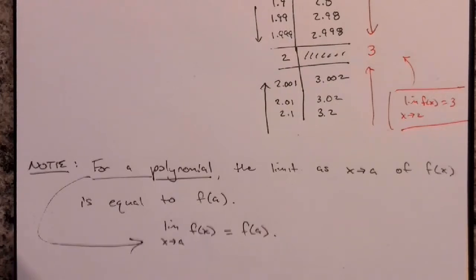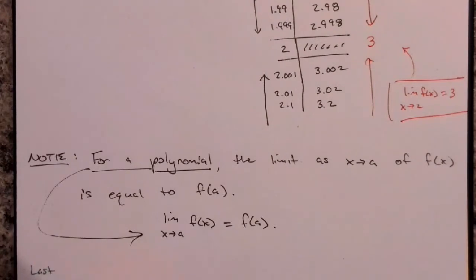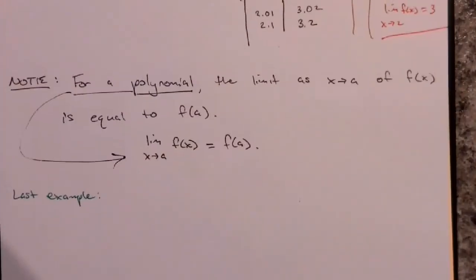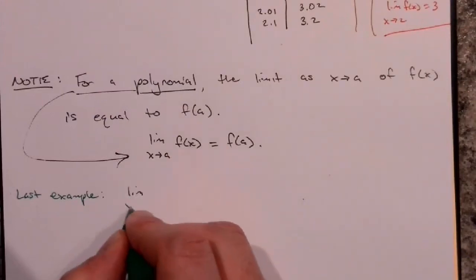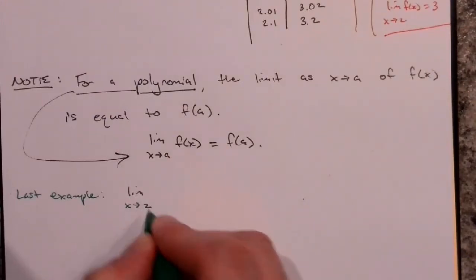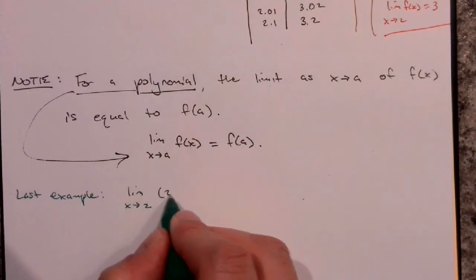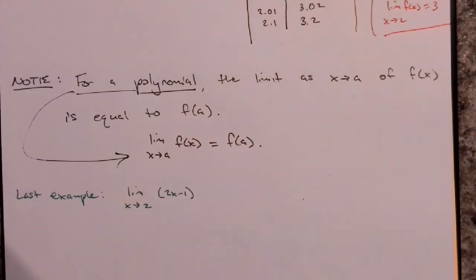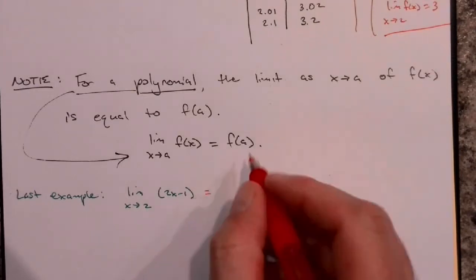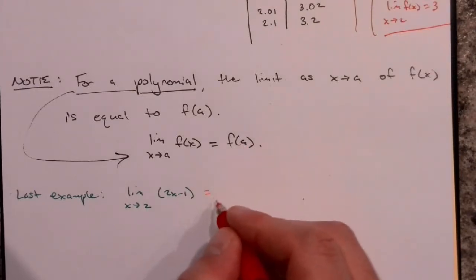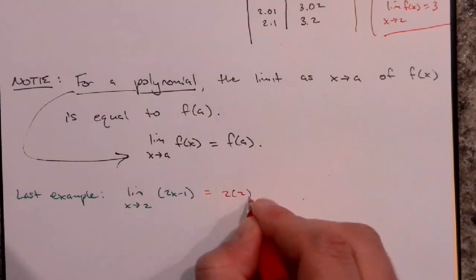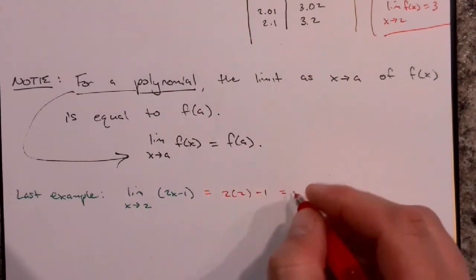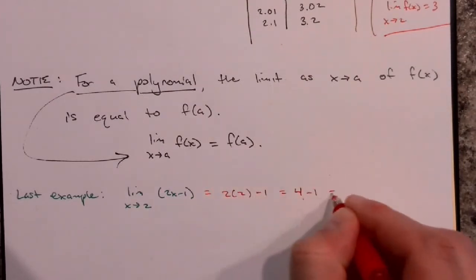So in our last example, we had the limit as x approaches 2 of 2x minus 1. Well, really what that's telling me I'm allowed to do is just sub 2 in there. I can do this because this is f of 2, in other words. That's what I'm subbing in. It's 2 times 2 minus 1, just 4 minus 1, which equals 3.